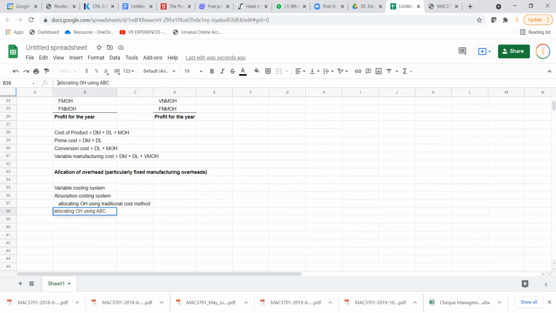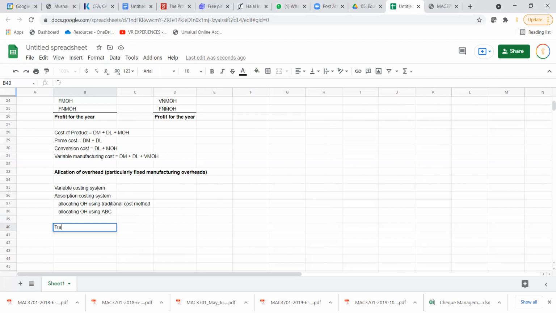So I'm going to do this 1, 2, 3. When you think of a costing system, you have two types of costing systems, the variable costing system and the absorption costing system. For the absorption costing system, you either allocate overheads using the traditional costing method, or you allocate overheads using ABC. Now on Wednesday, we're going to do ABC, and that's why you need to know everything above.